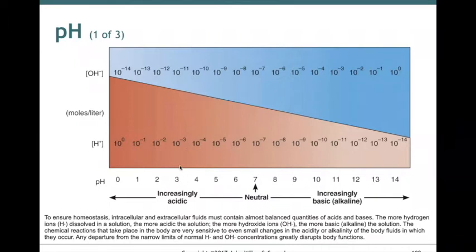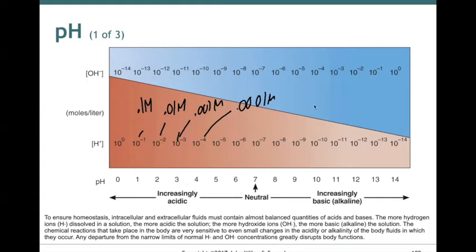The other thing to realize is that for each numerical change in the pH in either direction, it's a 10-fold change. This means 1/10 of a mole, this means 1/100th of a mole, this means 1/1000th of a mole, and this means 1/10,000th of a mole. So any change in a whole number of pH is a rather drastic change in the actual acidity.